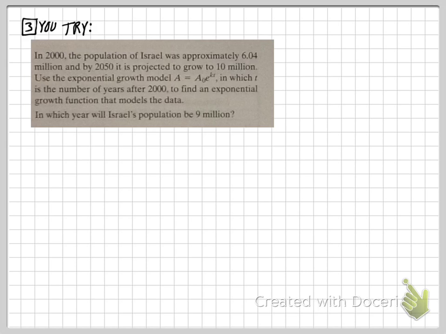One hint is that your formula, even though it's a different problem, is still going to be the same formula. Your job initially is to figure out a sub 0, right, whatever that is, and k, and once you have that, answer the question, which is, in what year will the population of Israel be 9 million?